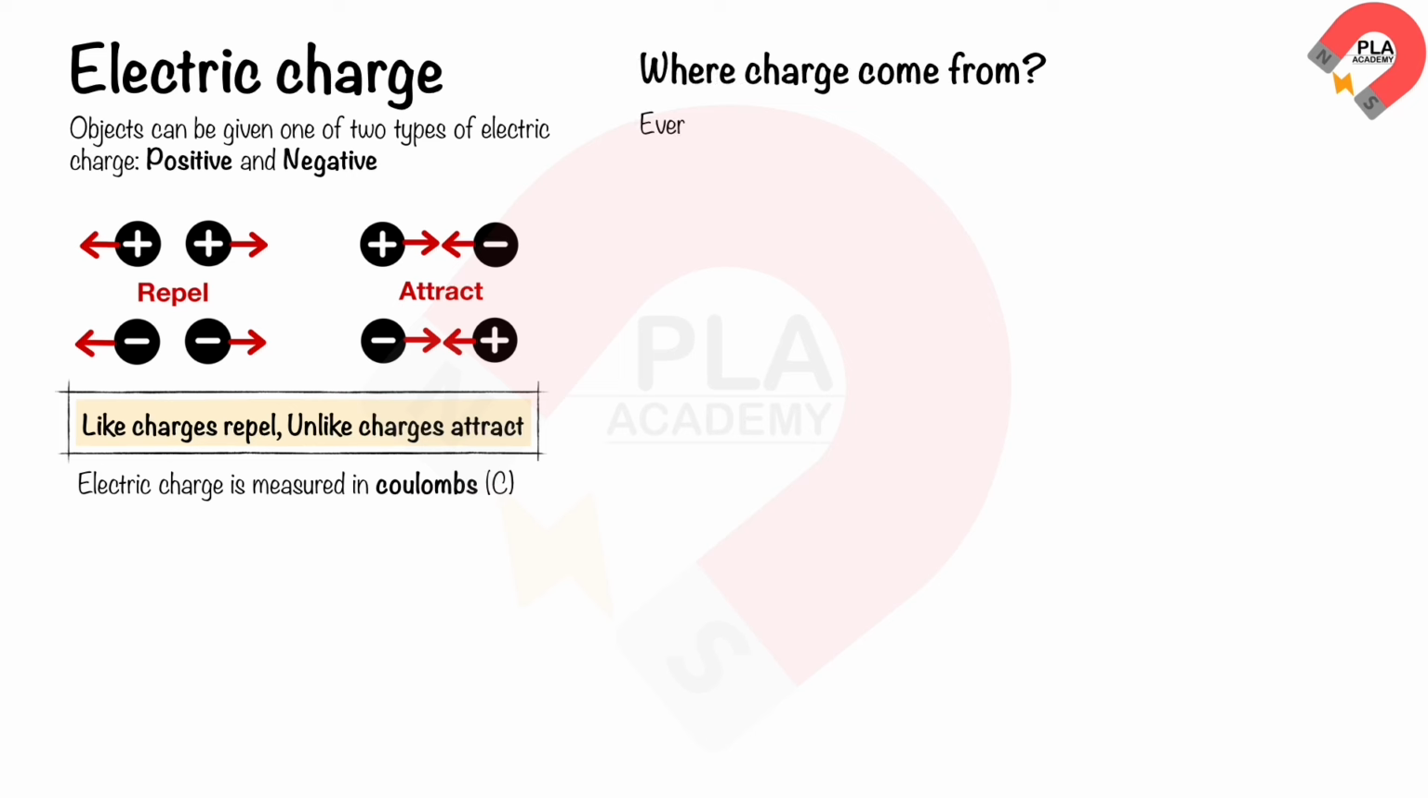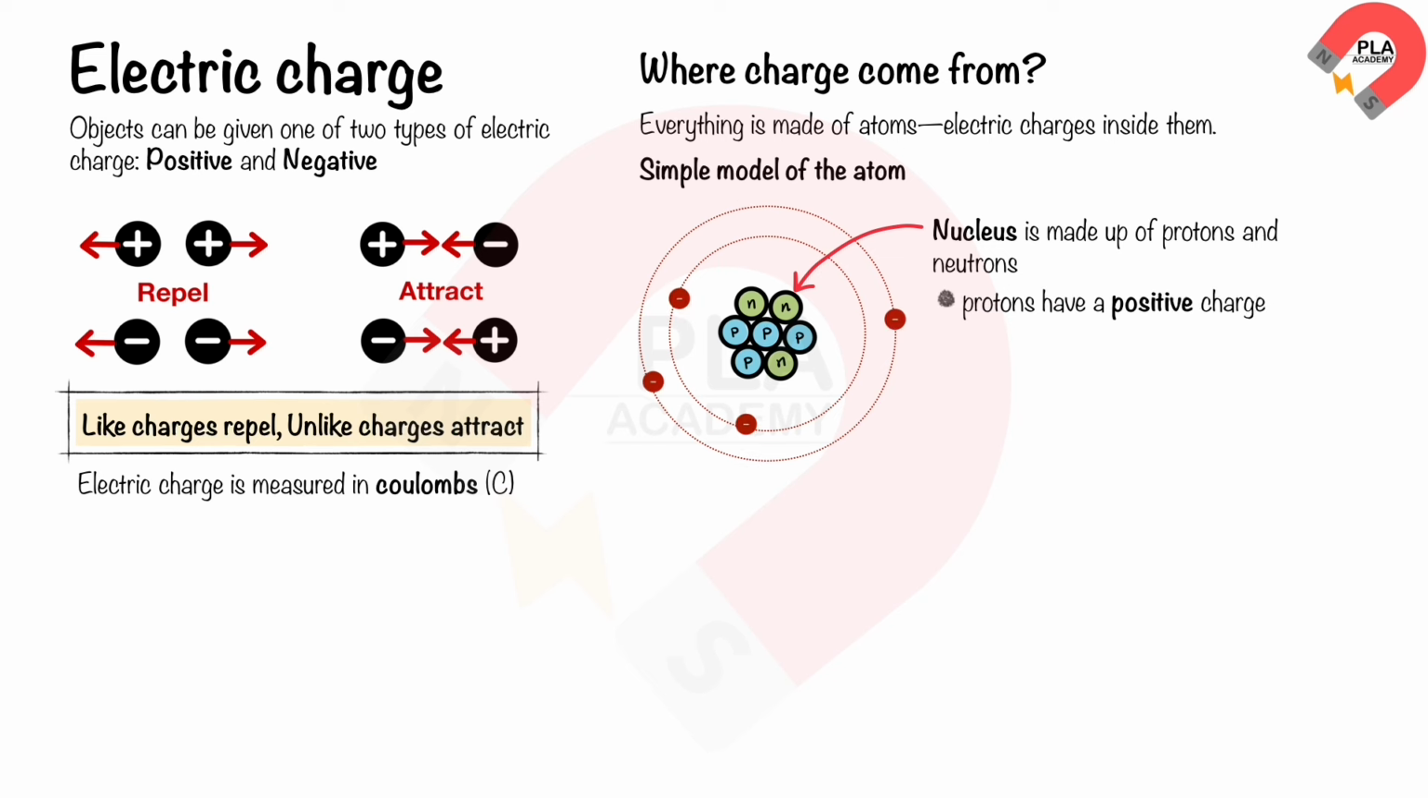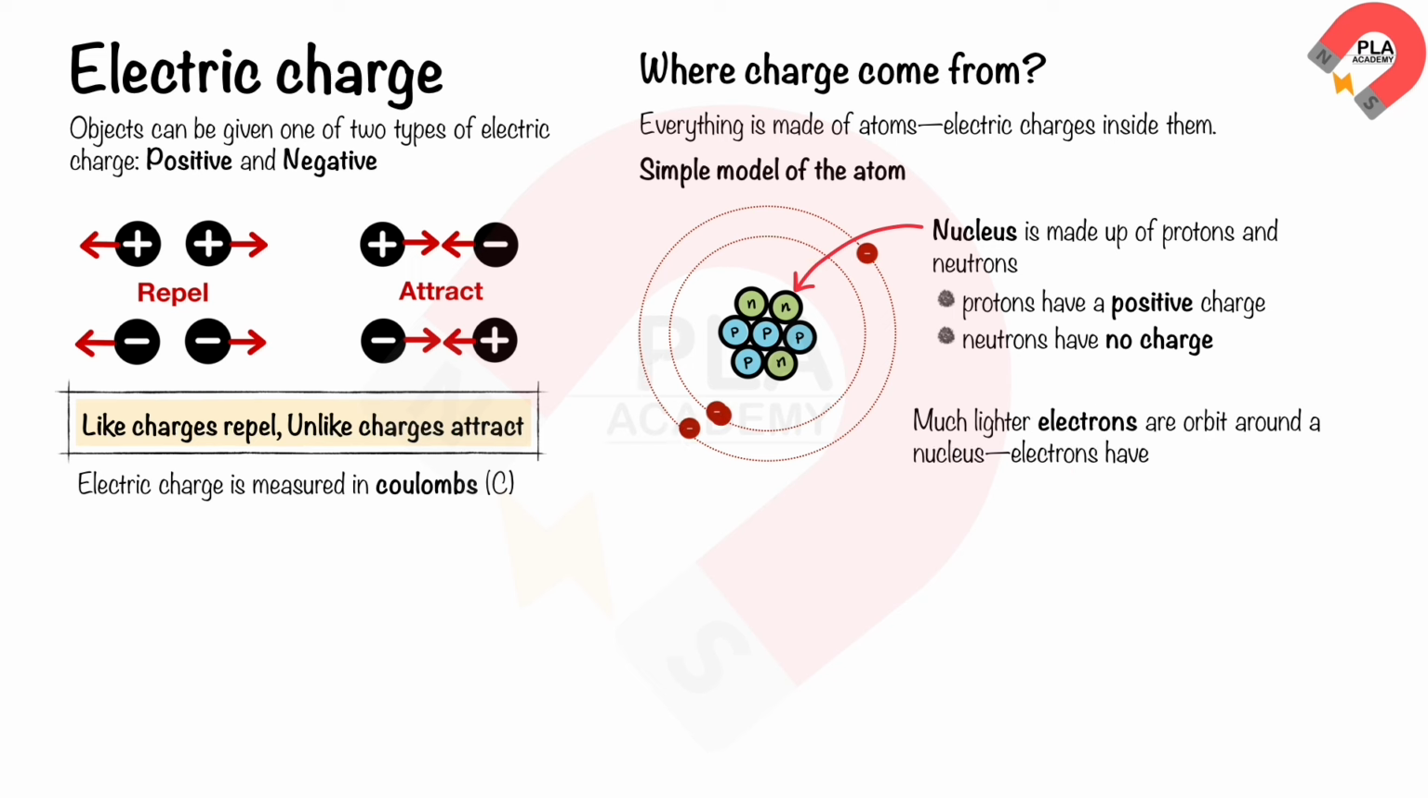Where do charges come from? Everything is made of tiny particles called atoms. They have electric charges inside them. A simple model of the atom is shown on the diagram. There is a central nucleus made up of protons and neutrons. Protons have a positive charge. Neutrons have no charge. Much lighter electrons are orbiting around the nucleus. Electrons have a negative charge.